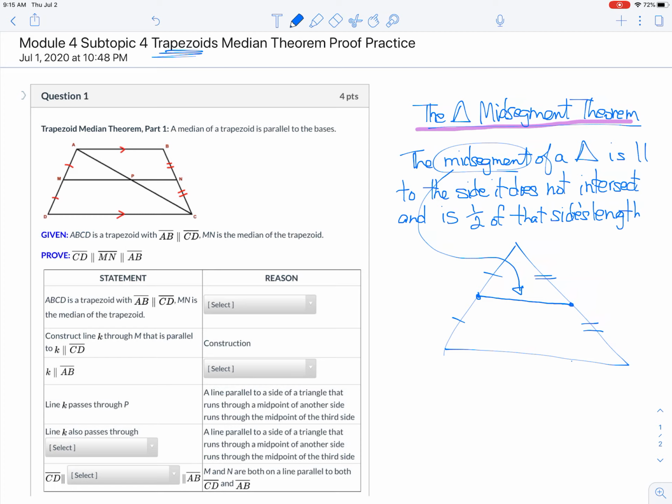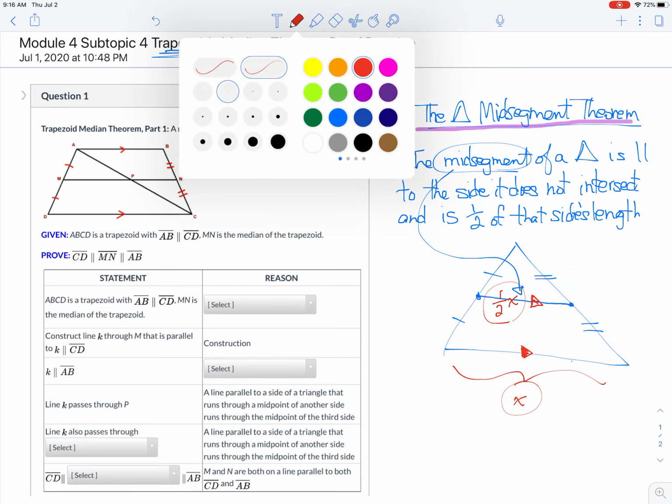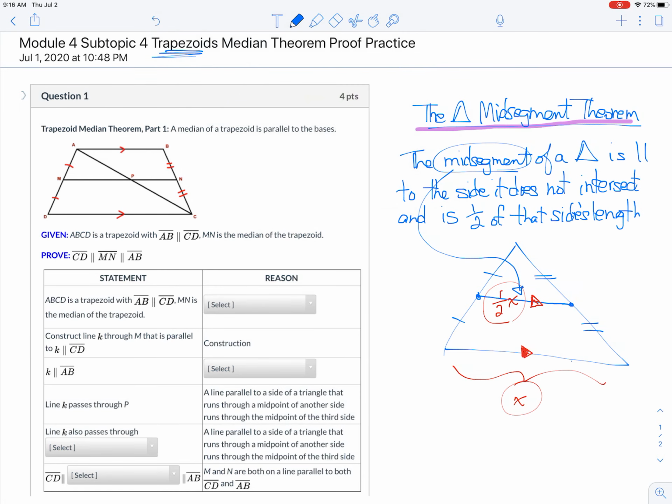The mid-segment of a triangle is parallel to the side it does not intersect, so that means the side it does not intersect, which I call the base, is parallel to it, and the mid-segment is 1/2 of that side's length. So if this side length here is x, this mid-segment is 1/2 x. That's going to be crucial, because we're going to use that in this proof about trapezoids.